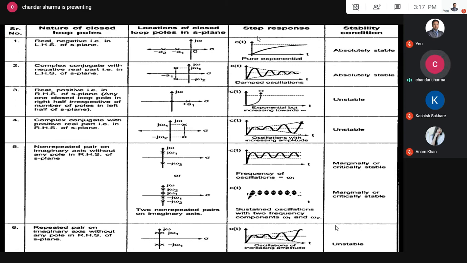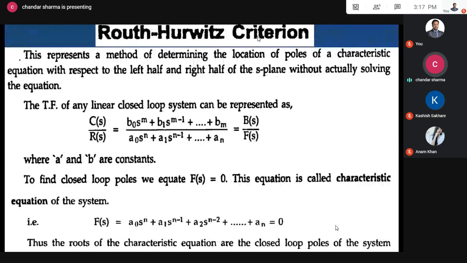So there are various methods of investigation of system stability. Out of those, one of the methods is the Routh-Hurwitz criteria.